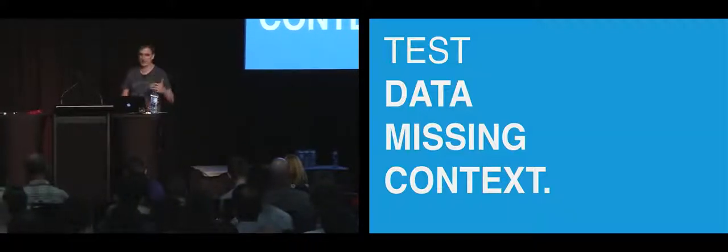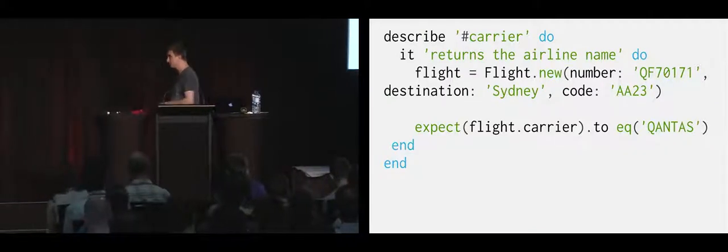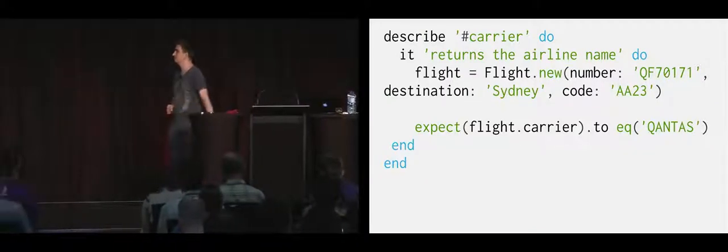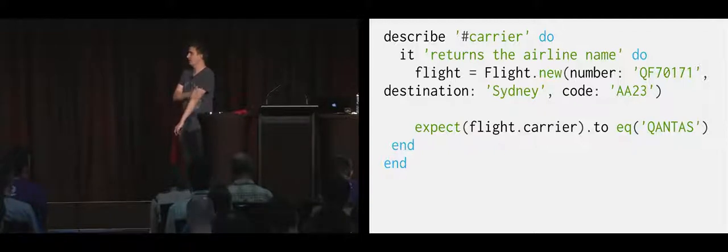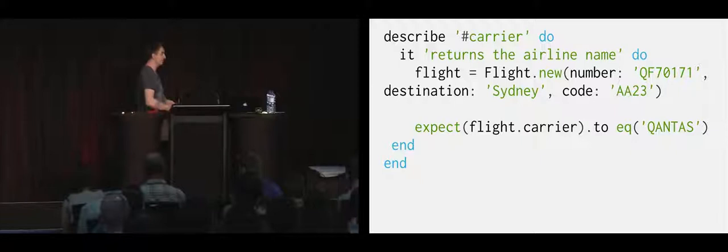One of the biggest contributors to obscure tests is test data that misses context. So here we have a test. We instantiate a flight, and we're expecting flight carrier to be Qantas. So I showed this once again to Ali, and Ali was like, Dad, that's a pretty good test.